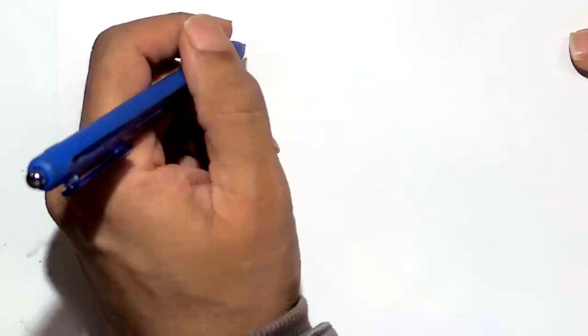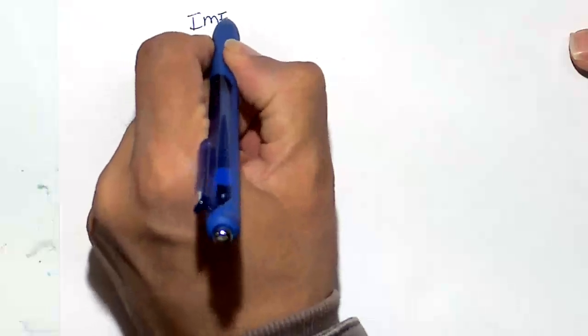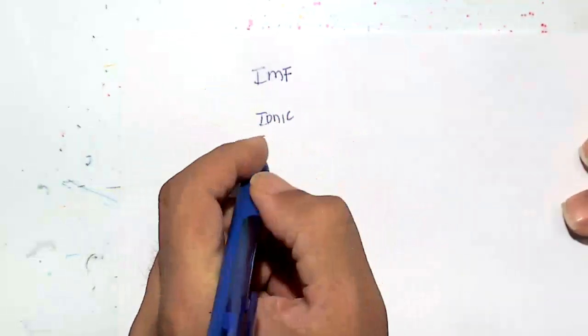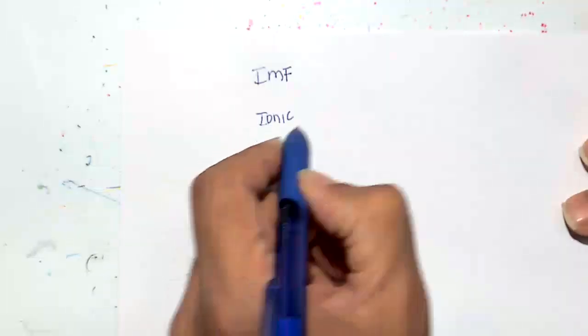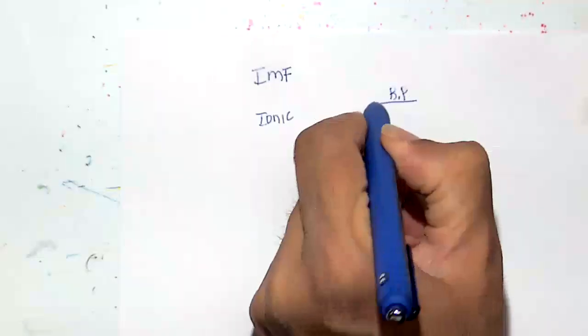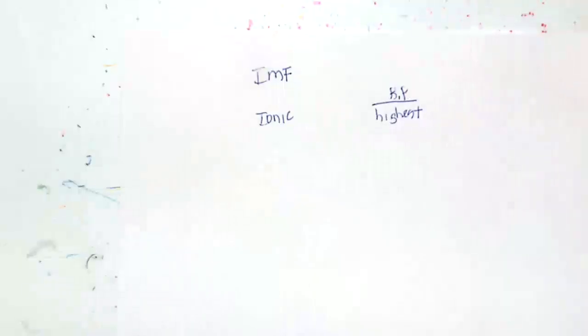So one of the things I'd like for you guys to know is the IMFs. IMF stands for intermolecular force. Really quickly, ionic would be the strongest or the weakest? What type of boiling point would it have? We would expect this to have the highest boiling point.